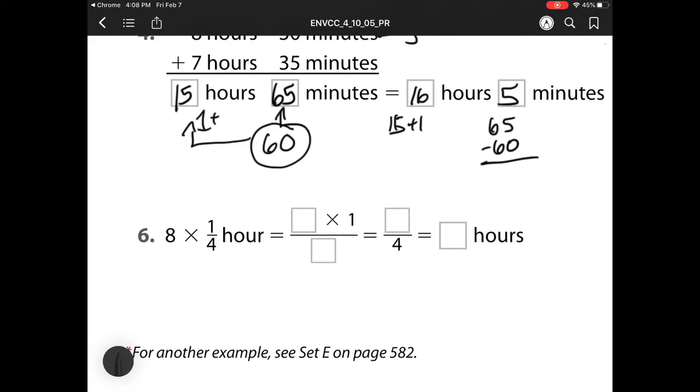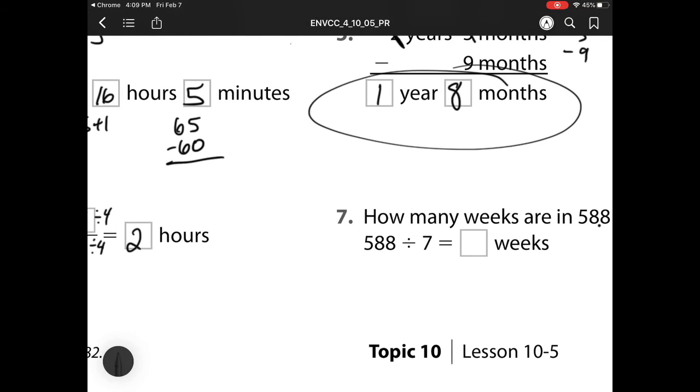Over here, I have 8 groups of 1/4. So I'm breaking that up. Remember, my whole number multiplies with my numerator. So I have 8 times 1. My denominator stays the same, so I have 8 over 4. And then what can I do? Well, I notice both of these are divisible by 4. 8 divided by 4 is 2. 4 divided by 4 is 1. So I'm left with just 2 hours.